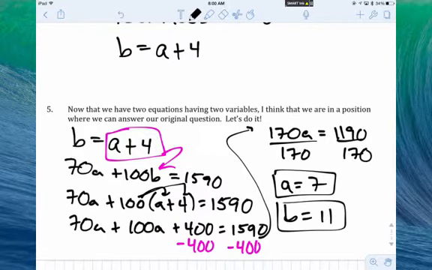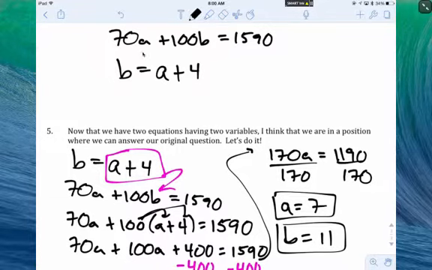So we think we found exactly how much a small and large pizza should cost. Let's just make sure by substituting these values into the other equation. If small pizzas were $7, 70 times 7 is $490, and if large pizzas were $11, 100 times 11 is 1,100. 1,100 plus 490 is 1,590. Amazing, it checks out. So we have found that indeed the price of a small pizza should be $7 and the price of a large pizza should be $11.